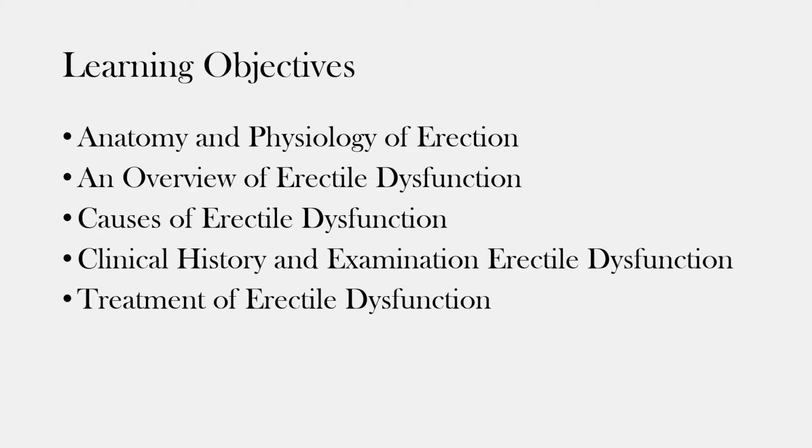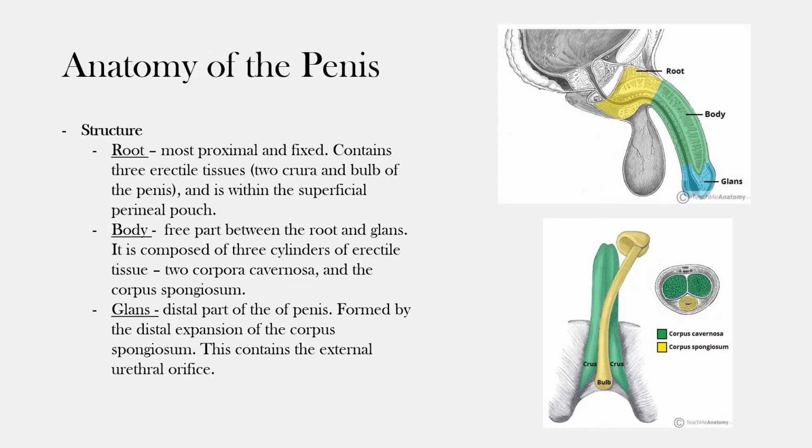We'll go through an overview of erectile dysfunction. We'll go through the causes, how to take a clinical history and do an examination. And finally, we will speak about some of the treatment options. Let's start with the anatomy of the penis itself.